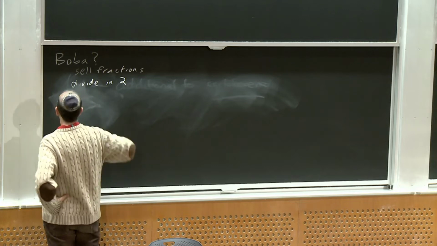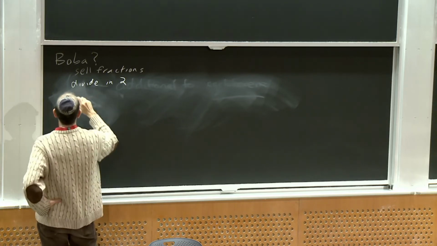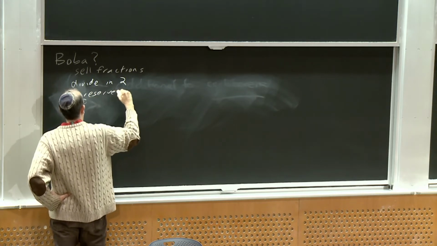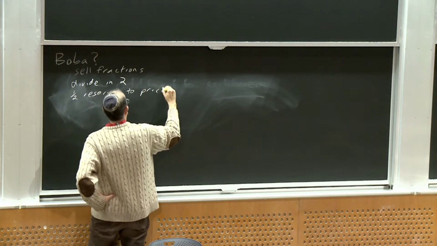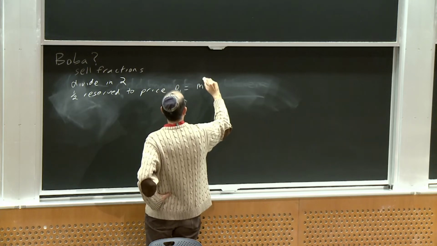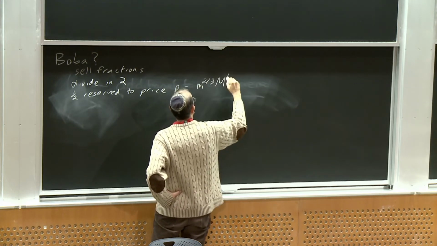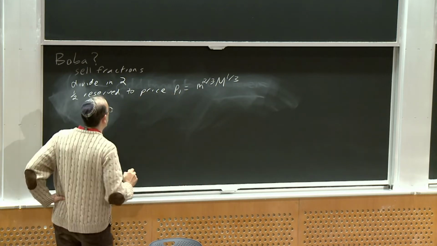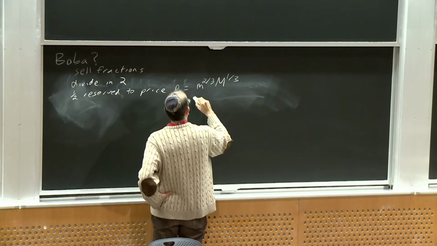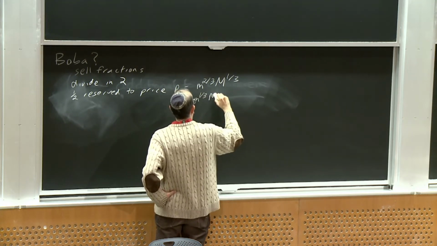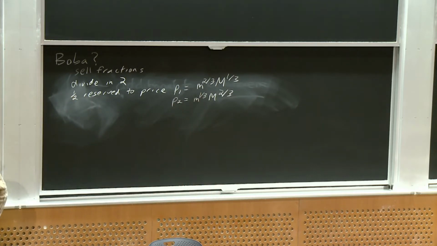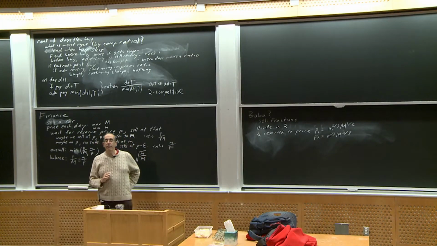We've got the same issue with the big M and the little m, right? But we can have half reserved to price P1 equal little m to the 2/3, big M to the 1/3. And the other half reserved to price P2 equal little m to the 1/3, big M to the 2/3. And I claim that this works better, right? What's great about this?